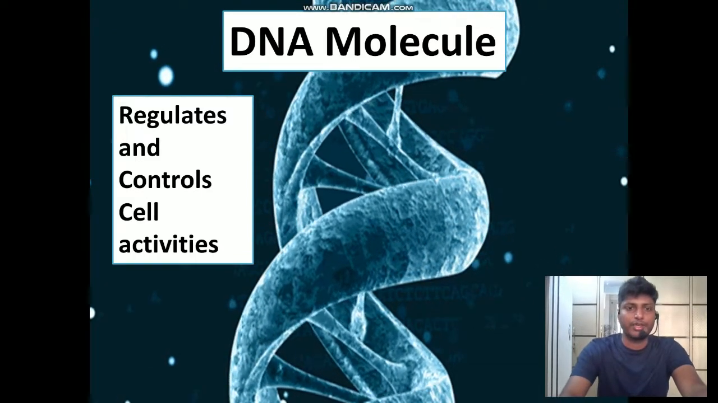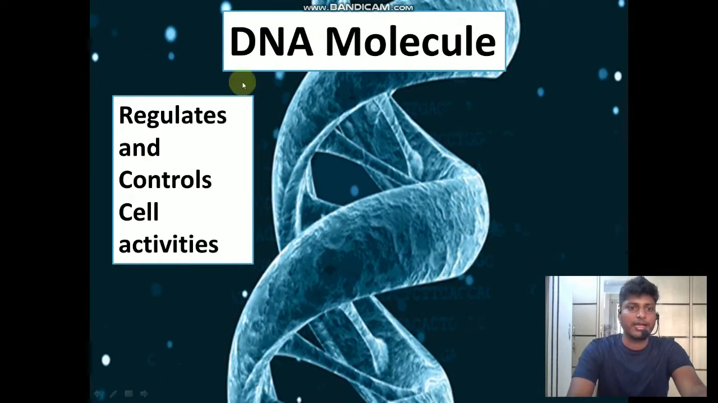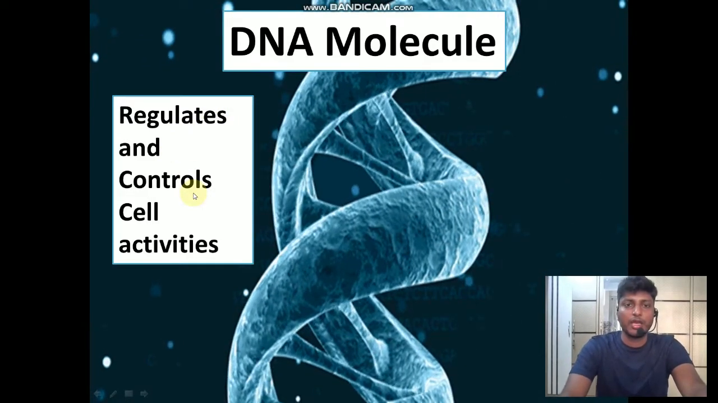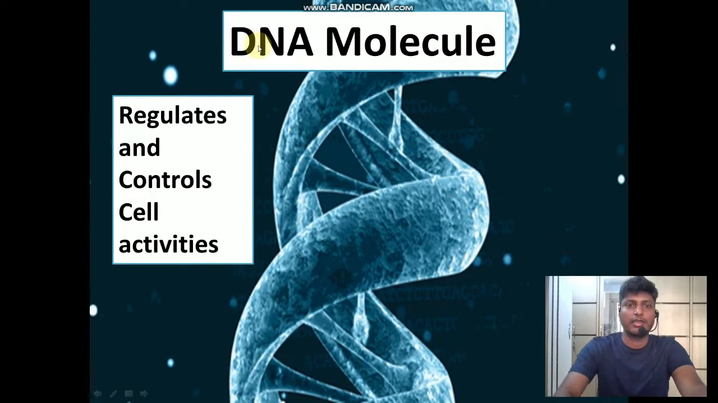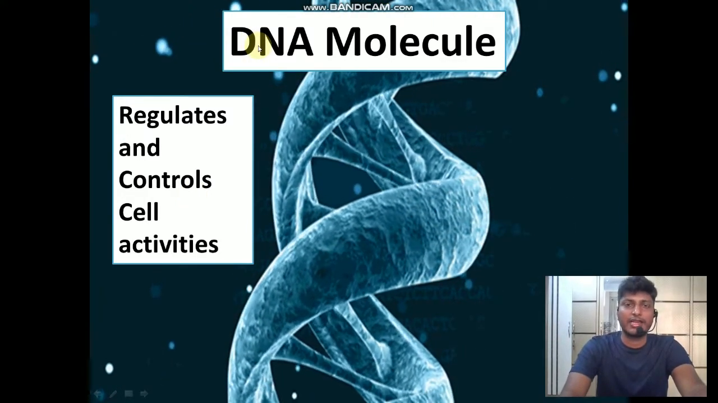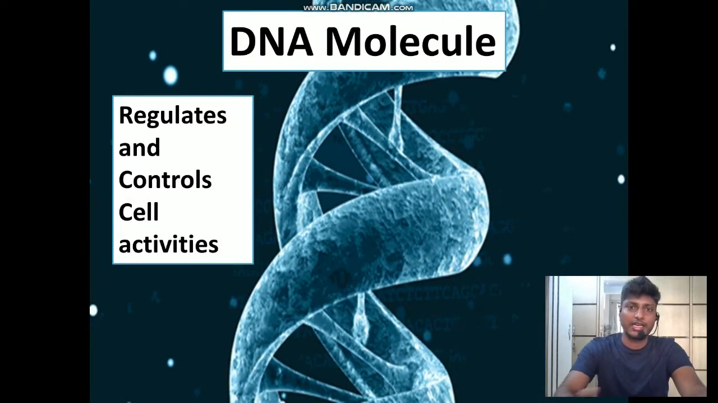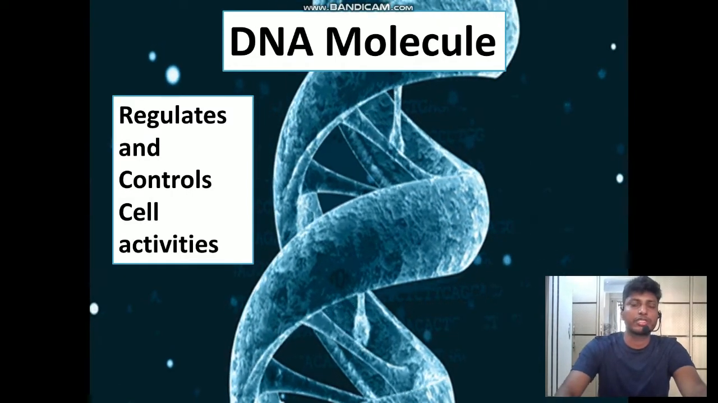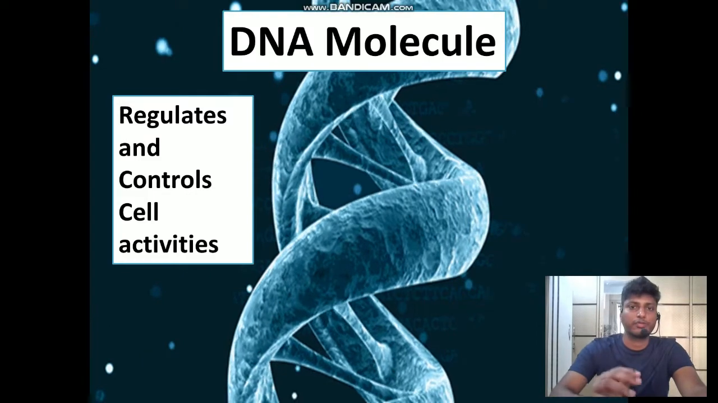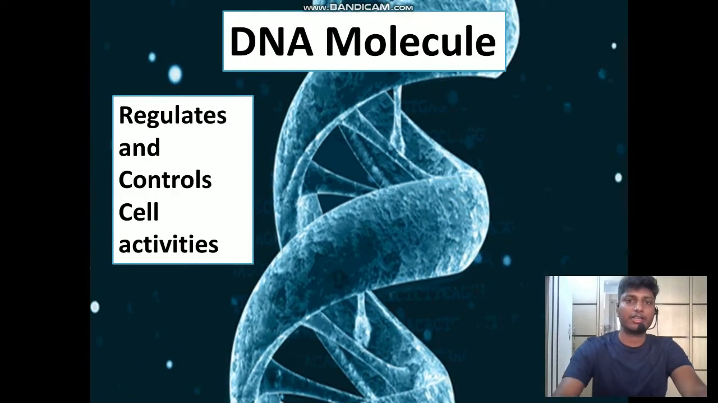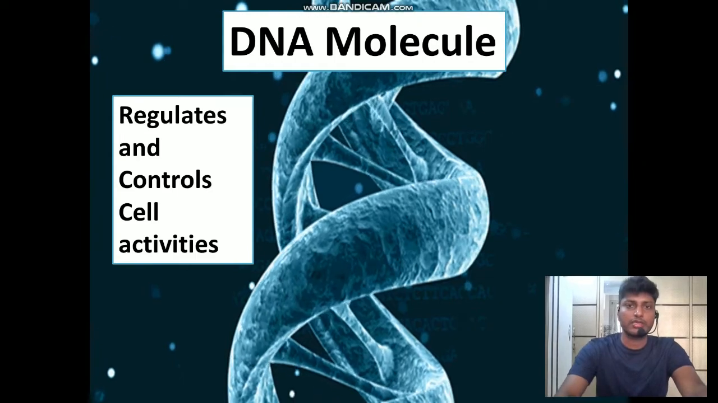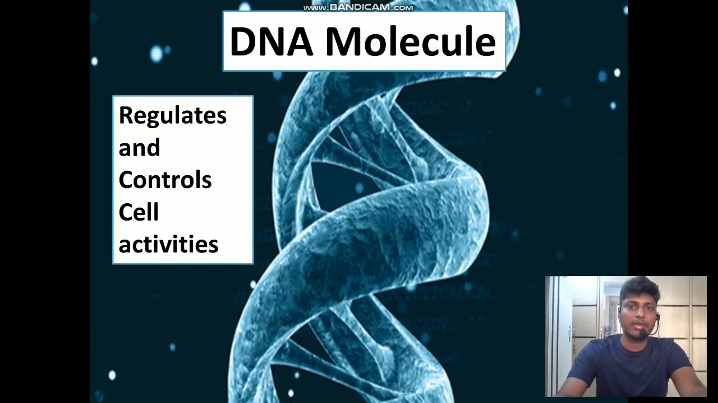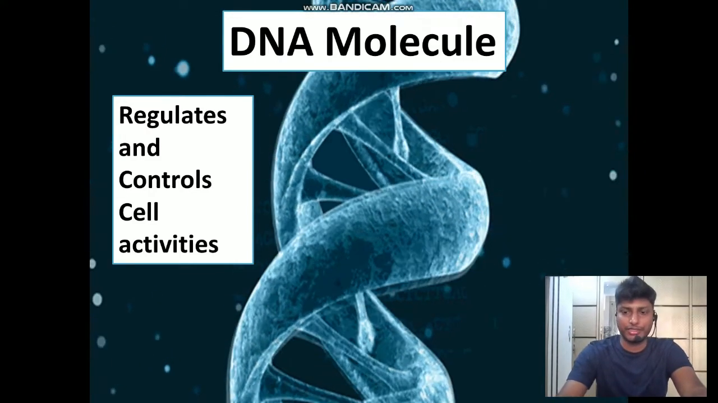So what has been written over here, as you can see on the screen, is that the DNA molecule regulates and controls the cell activities. As we all know, DNA is the major molecule of every cell. It is present in the nucleus, it is the genetic material, and it definitely controls the entire cell. That means it controls the formation of proteins, it controls the formation of RNA, and without DNA the cell cannot survive, right? So it is the most important molecule present in the cell. So let's proceed. We are going to talk about how the DNA molecule divides or how it undergoes replication.